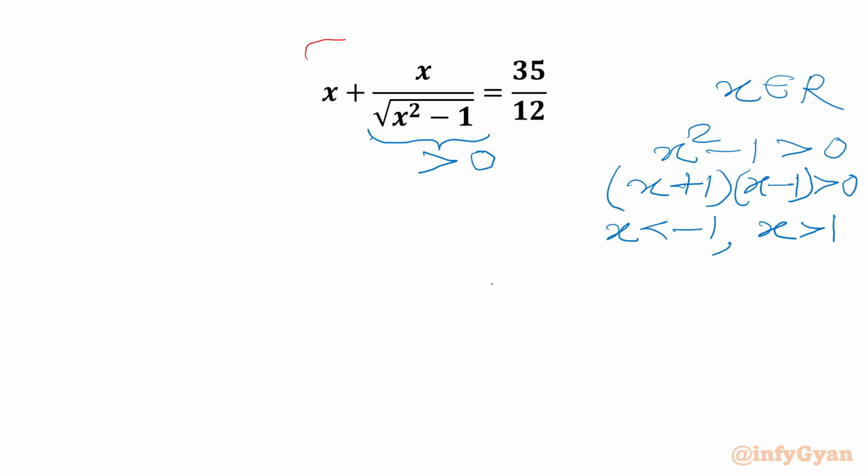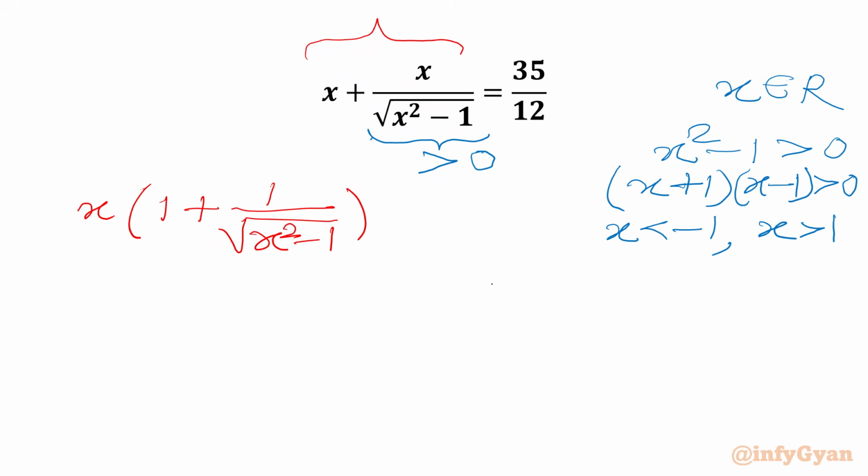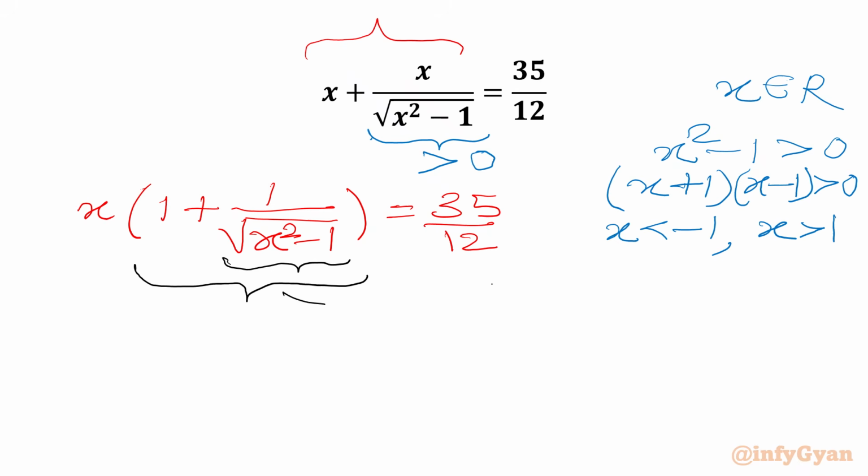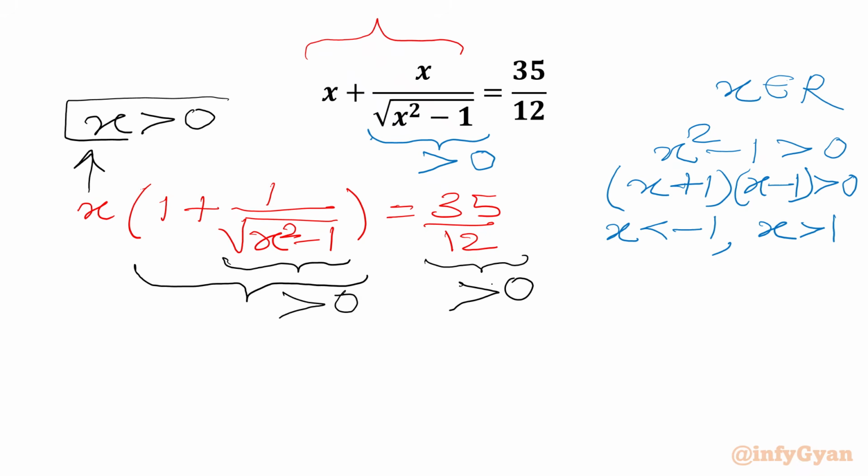Now we are going to take x common from these two terms in the LHS. So we will get x times the bracket (1 plus 1 over the square root of x square minus 1) equal to 35 over 12. Now the square root is always positive as per the condition in the denominator, so this bracket must be greater than 0. The RHS is already positive, so x should also be a positive quantity. x should be greater than 0.